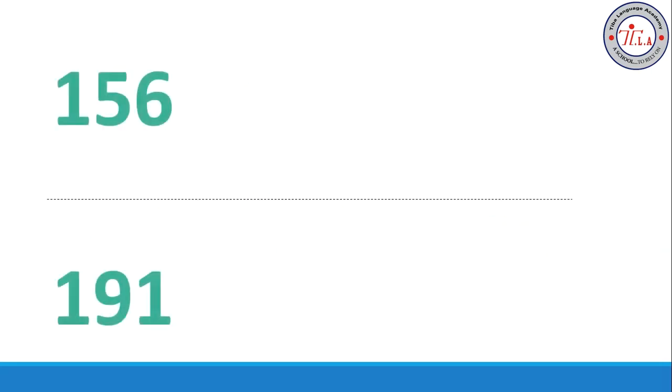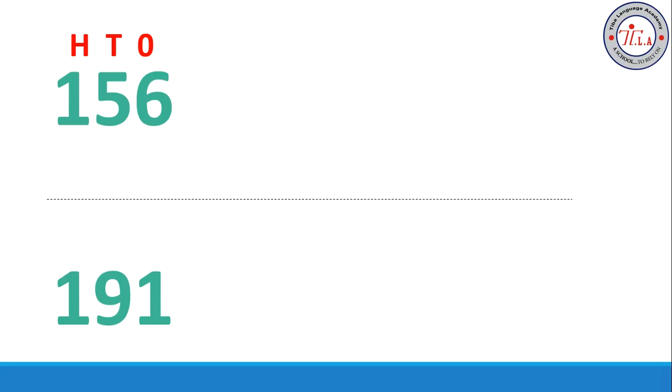Okay, next one. Here we have number 156 and 191. We have 3-digit numbers. We have three digits. In number 156, is it even or odd? What we said: we look at the number at the ones place. Here we have number 6.